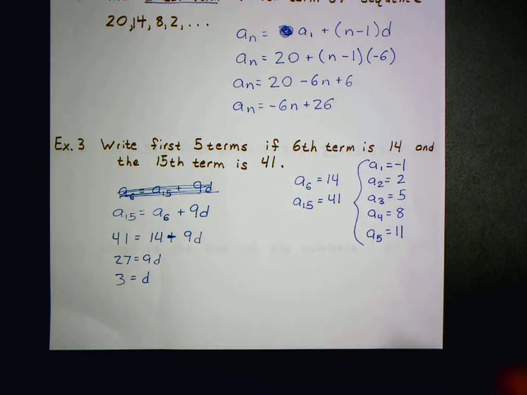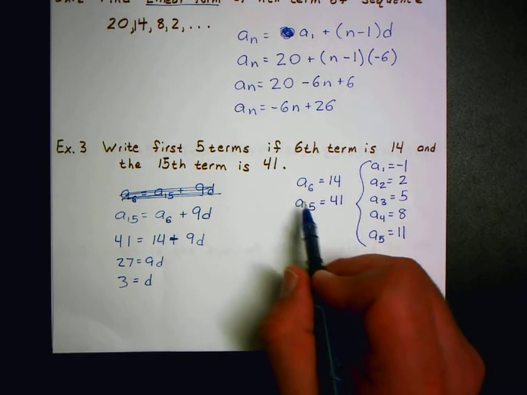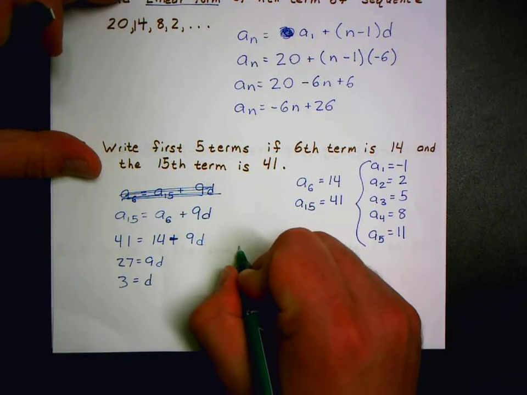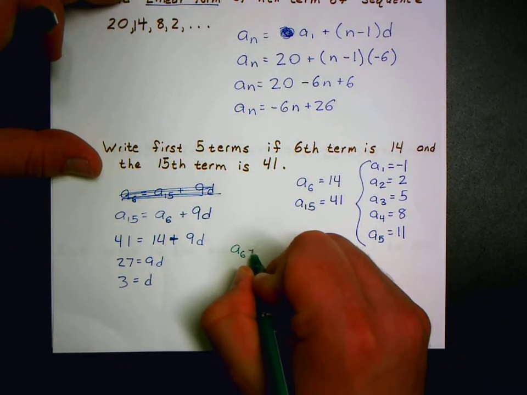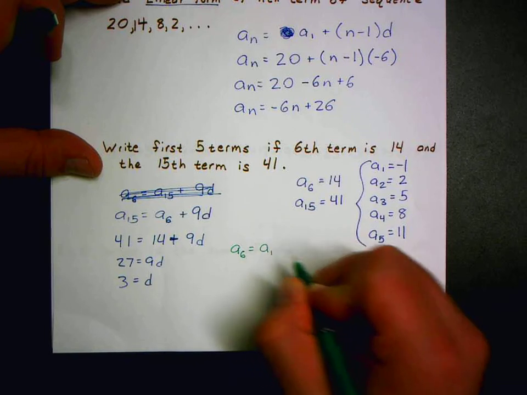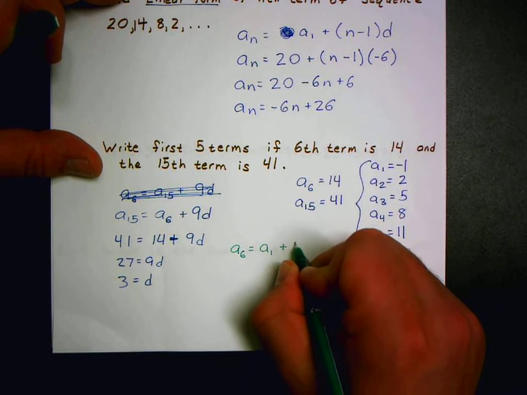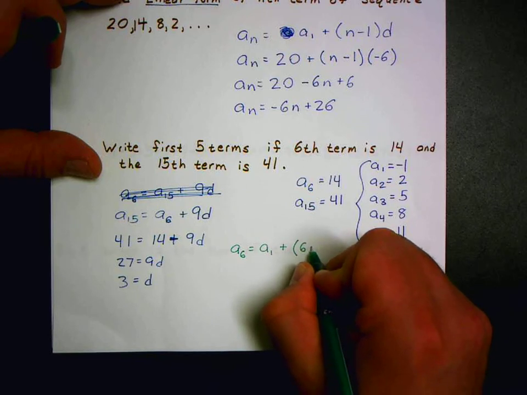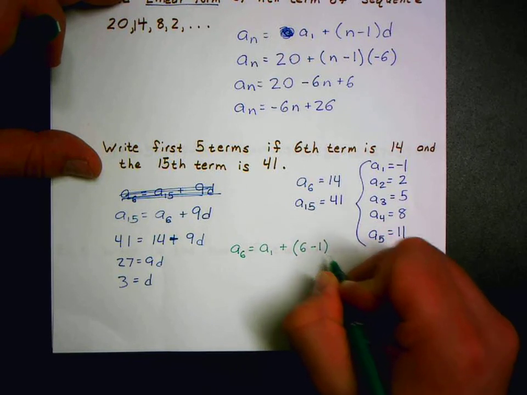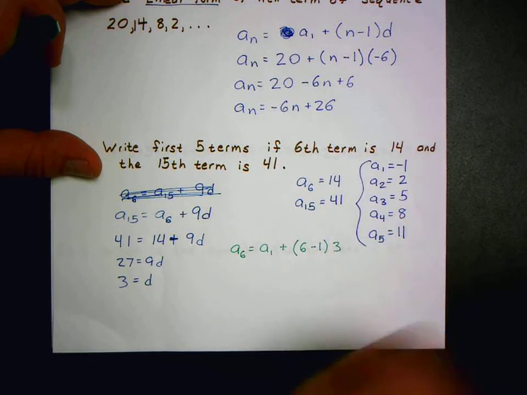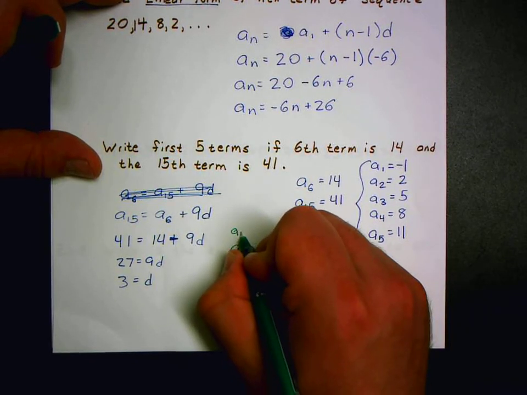I could also figure it out if they didn't give me something quite that nice. I could also figure it out by using my formula. A6 equals A1 plus 6 minus 1 times D, which is 3. And that's using this formula here.